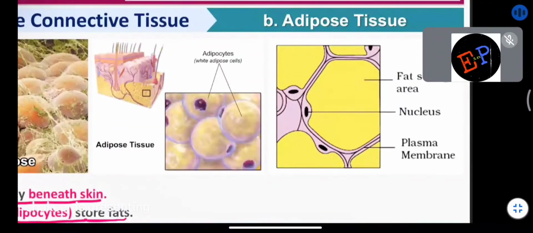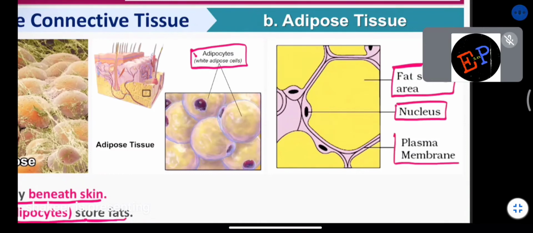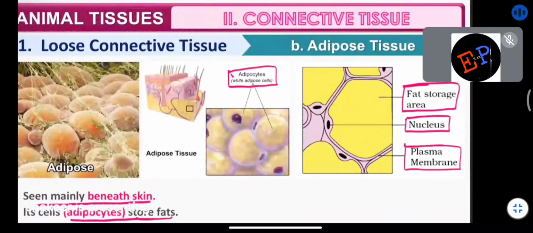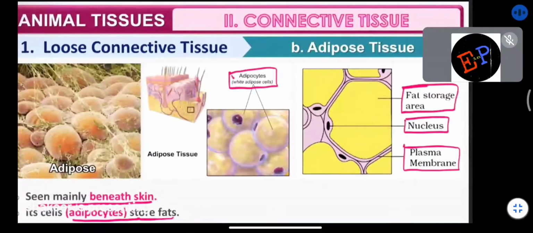So these are the adipocytes which contain the adipose cells, and this is the fat storage area where fat is stored, and you will find a nucleus and a plasma membrane. This is the construction of an adipose cell, or you can call it an adipocyte. And a group of these adipocyte cells is called adipose tissue.